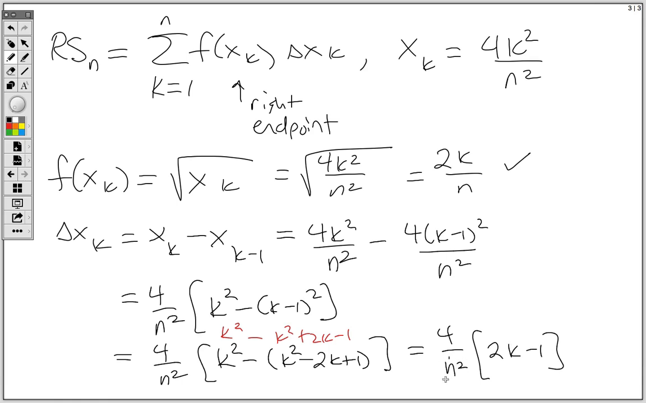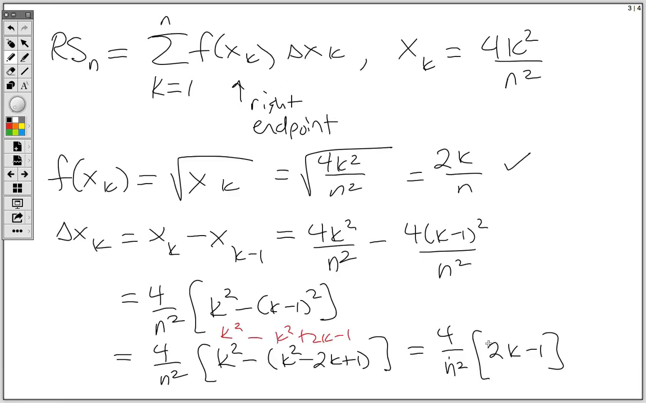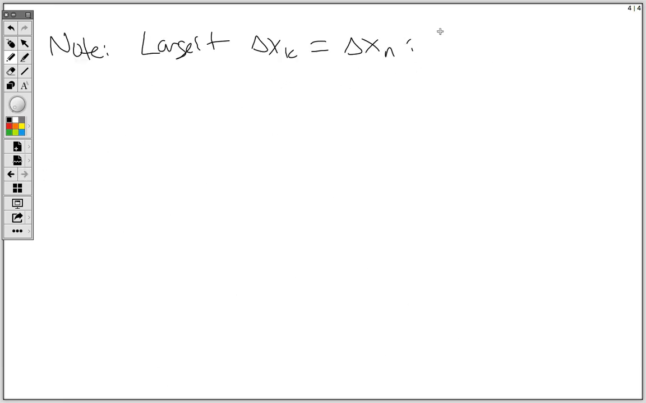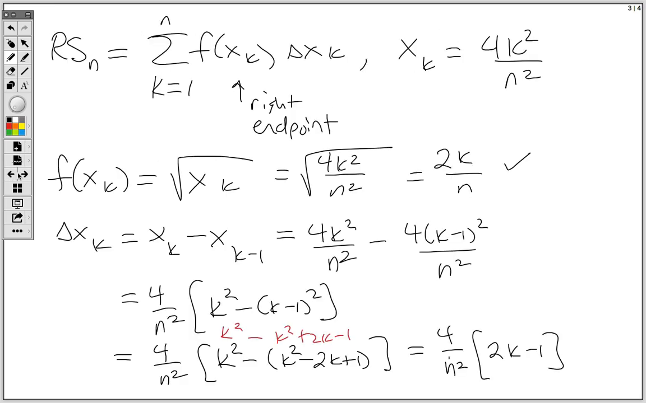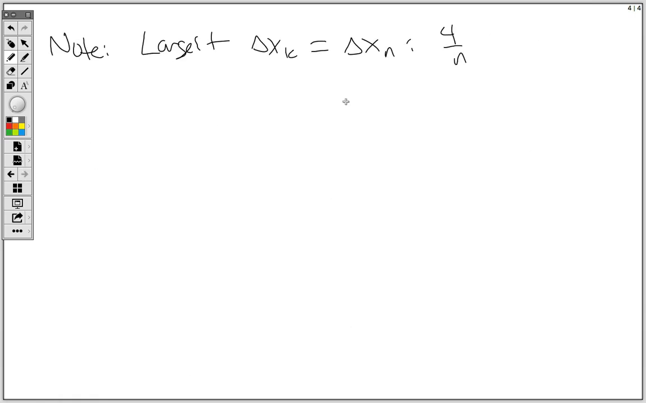Now, as n goes to infinity, if I look at the largest of these subintervals, it is going to be when k equals n. I still get a 4n over n. So I'll make a little note here: the largest delta xk is the last one, delta xn, which would be 4 over n squared times 2n minus 1.